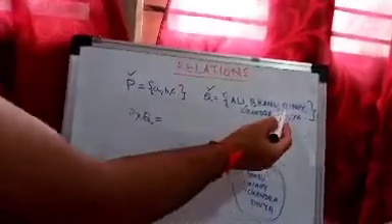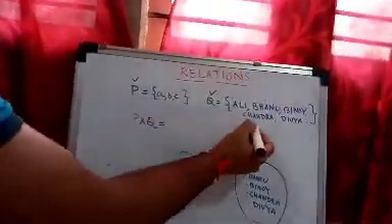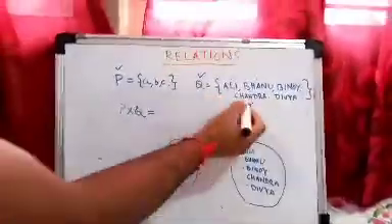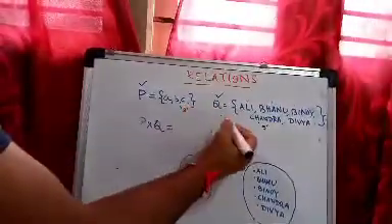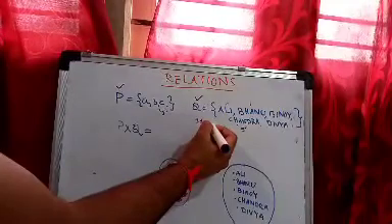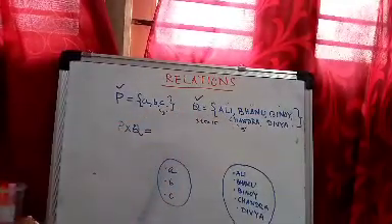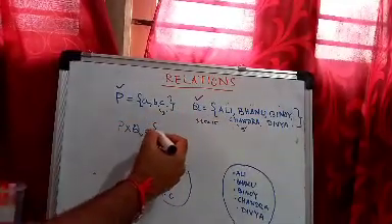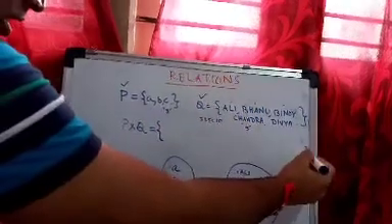Q has how many elements? 1, 2, 3, 4, 5. So 5 elements here and 3 elements here. So how many ordered pairs will you get? 3 into 5, that is 15. So 15 ordered pairs you will get. Can you list all those ordered pairs? Yes, we can list them, right?